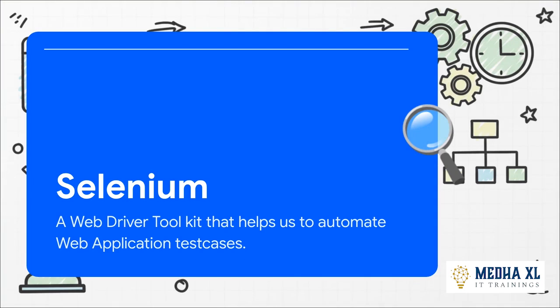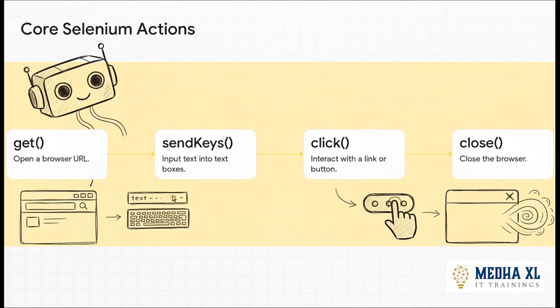So, what even is Selenium? Well, it's not magic, but it kind of feels like it. At its core, it's a powerful toolkit specifically built to automate the exact things you would do in a web browser. The easiest way to think of it, it's like a programmable robot that can test your web apps for you 24/7.